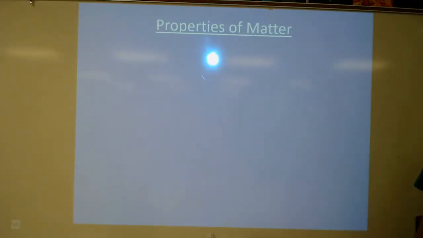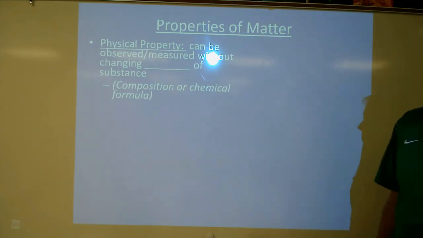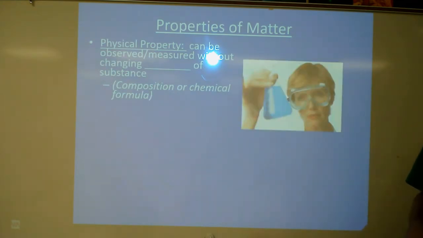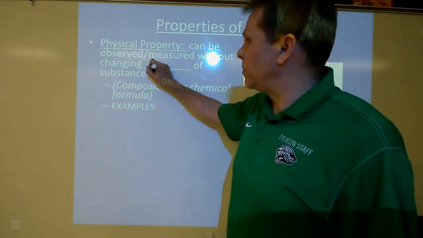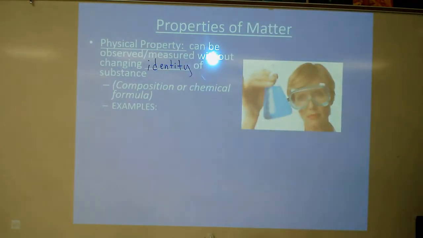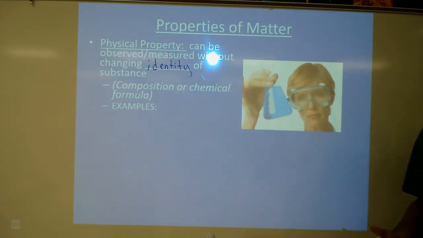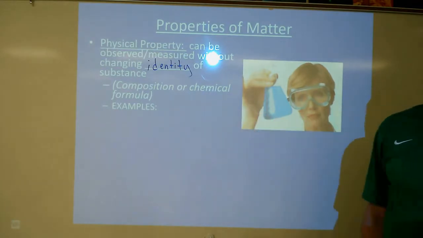All right, so what kind of properties of matter do we need to be familiar with? And still waiting for the slow PowerPoint slide to advance forward. All right, so we have physical properties and we have chemical properties, right? If I think about a physical property, this is something that can be observed or measured without changing the identity of the substance. So with a physical property, I can look at it and it can change, but its identity stays the same. Another way you could think about it is its composition or its chemical formula.